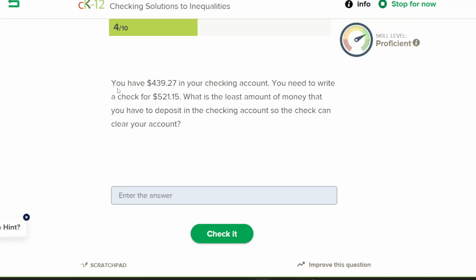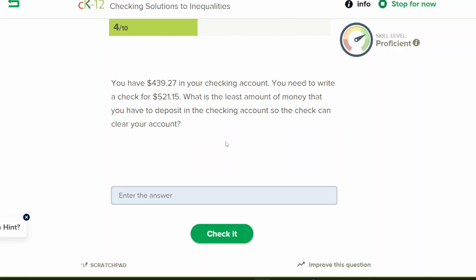All right, here you have $439.27 in your checking account. You need to write a check for $521.15. What is the least amount of money that you have to deposit in the checking account so the check can clear your account? Right, so that's the unknown quantity here, this amount of money we need to deposit.